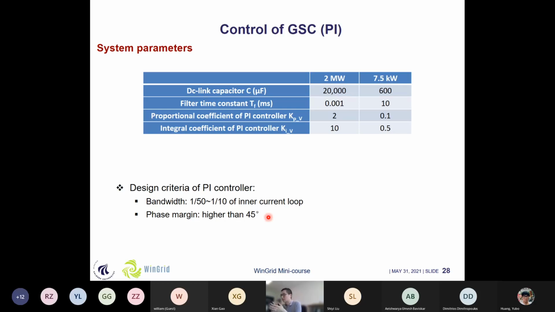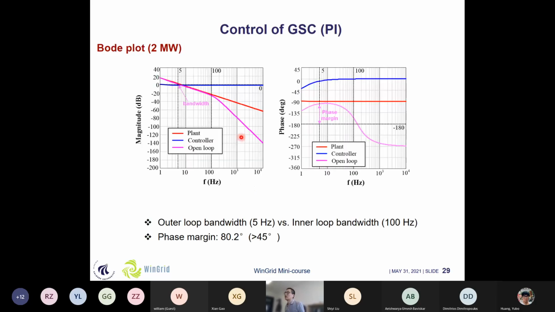So the design criteria is that, similar as before, we need to avoid some interactions between the inner loop and the outer loop. So here we try to have the bandwidth of the outer loop at most 1/10 of the inner loop, and at the same time we need to keep the phase margin higher than 45 degrees. And these are some parameters we use for the two systems. If we take a look at this 2 megawatt system, we can see that the bandwidth of this voltage loop is only 1/20 of the inner loop. And for the phase margin here, we have around 80 degrees.